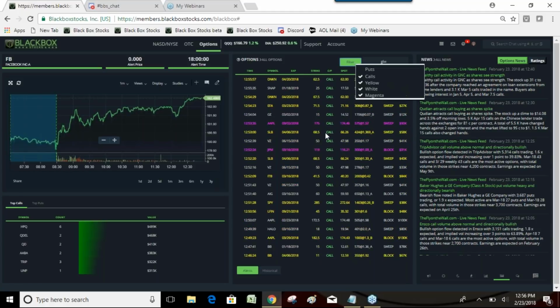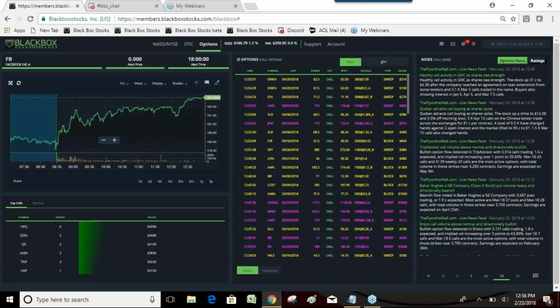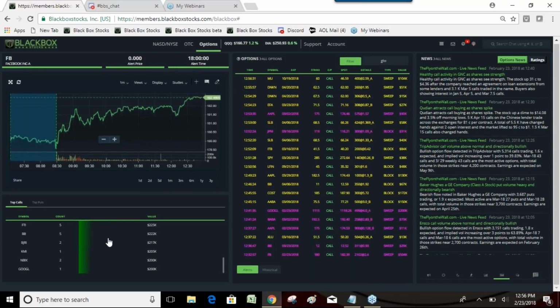What I'm going to do next, some people want to see the big ones, which are the purple and the yellow. So like Duncan, for example, just got a sweep for 15K, 51K on the 167.50s. Oh, no, sorry, 162.50. So these are things we're looking for all day long. Over here is your top 20.